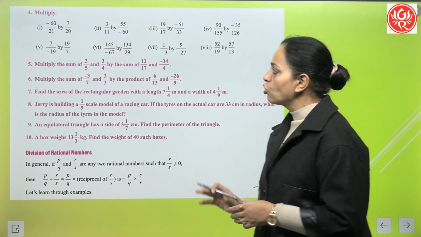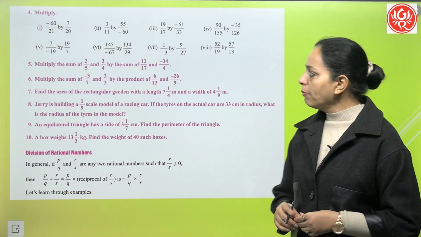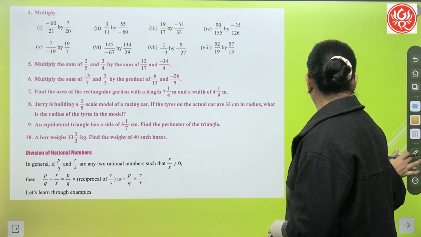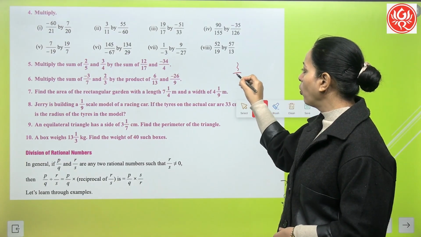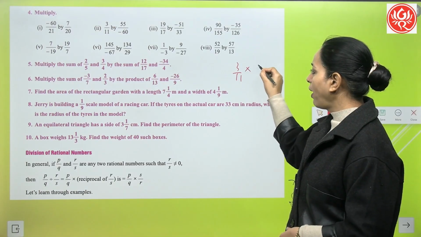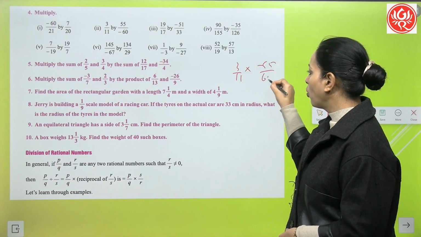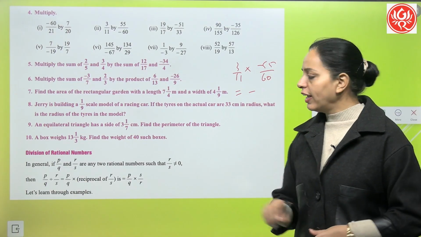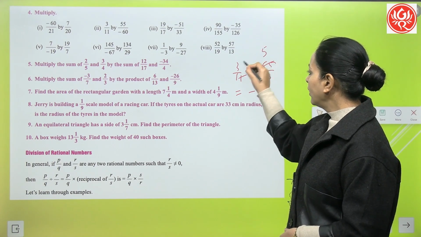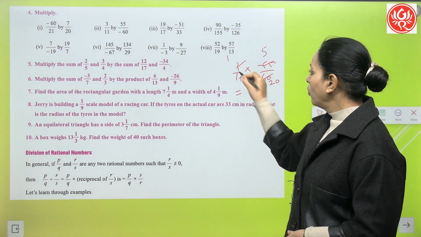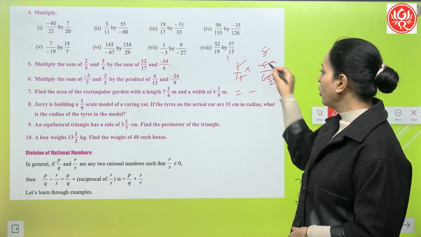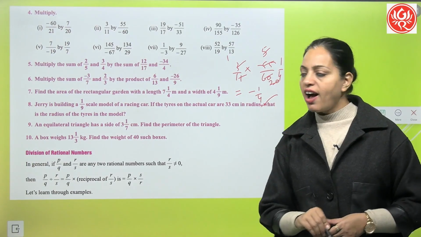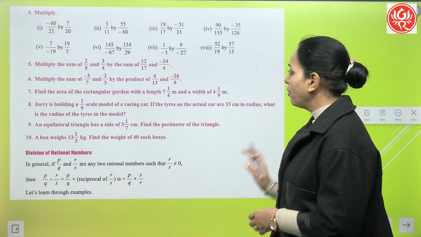Now come to next question number 4. Multiply, again multiplication. Like second part, 3 upon 11 multiply by 55 upon minus 60. We can write minus 55 upon 60. So एक positive है, एक negative है. Answer would be negative. 11 5s are, then 3 से cut कर दें. Okay, you will get 20, then 5 and 20. So 1 by 4, minus 1 by 4 is the answer. Similarly, you can try remaining parts.